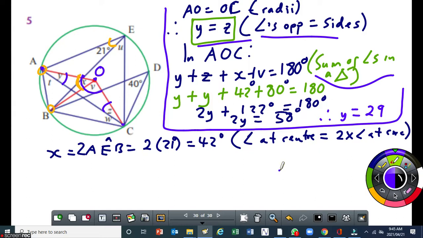Is there no method two for finding y? You must go home, sit down, figure out method 2. Then z is equal to y, and you work it out the same way. Here I can write my reason as proved above. But for interest's sake, I'll write this is equal to 29 degrees. Don't forget that this will be in degrees. So my reason here will be angles opposite equal sides.